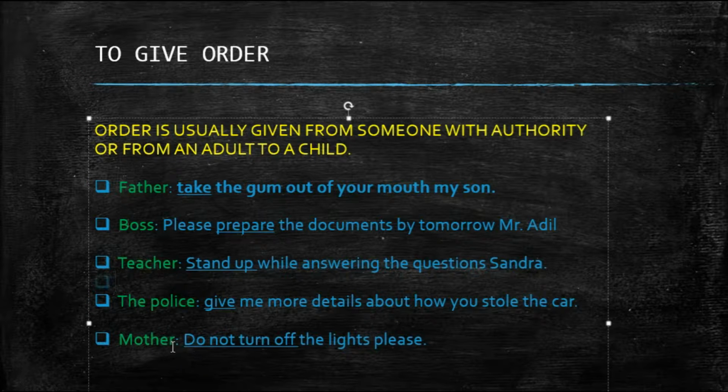So what about the mother? The mother said, do not turn off the lights, please. Right? In this case, my imperative is negative, and I always use don't, so it's easy. Don't turn off the lights, please, right? So I have don't, and I can use please everywhere in the sentence. I can say please don't turn off the lights, or don't turn off the lights, please. It's up to me, right? So this is one of the uses of the imperative, which is to give order, right? To give order to somebody, okay?